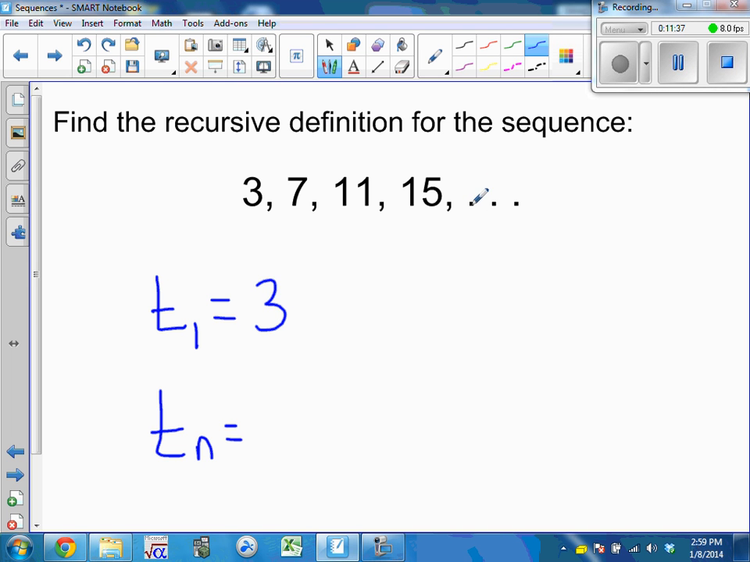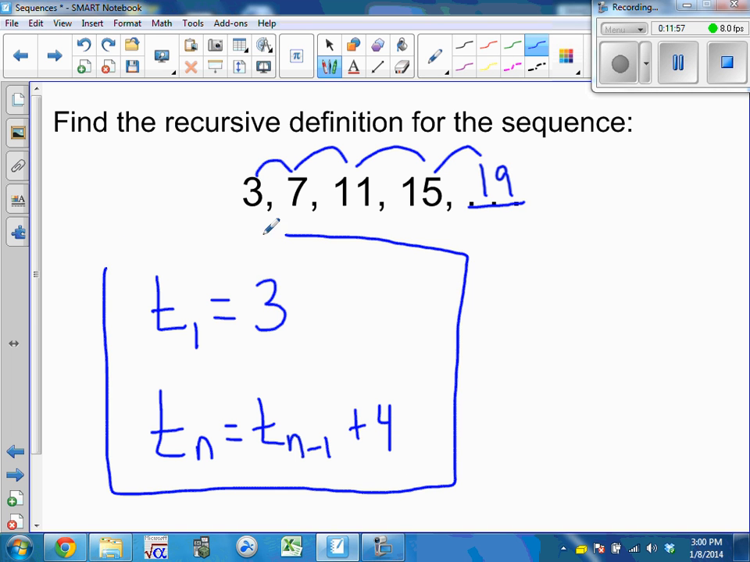What you want to do is try to figure out what is the next term. What's the pattern? And in this case, add 4, add 4, add 4, add 4 is 19. So I add 4. So it's my last term plus 4. There is my recursive formula for this sequence.